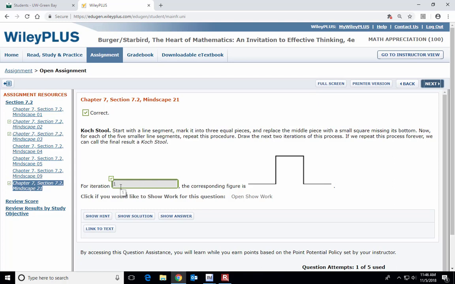And then it depends on how you count. Do you count the line segment as stage 0 or stage 1? And it turns out they're counting the line segment as stage 0. So this Koch stool here is iteration 1. You'll see this Koch stool again in a future Mindscape question.